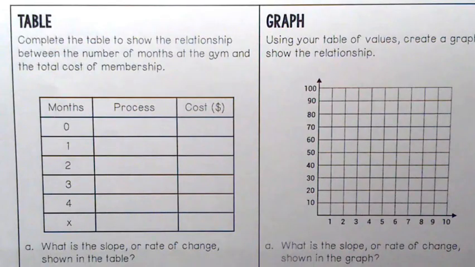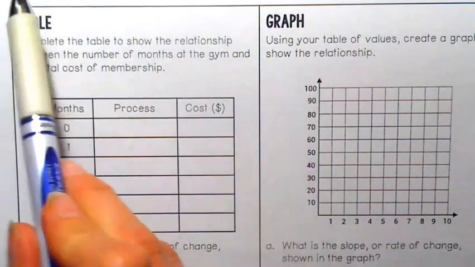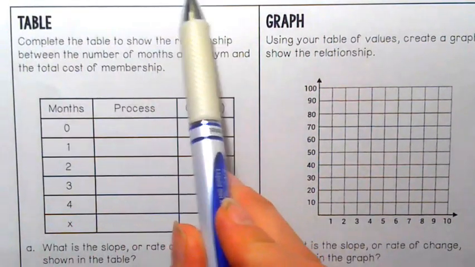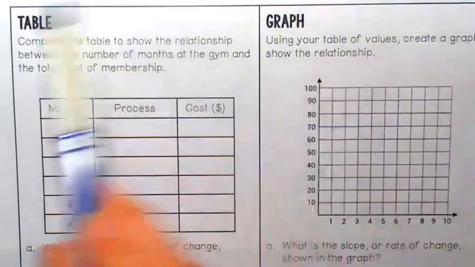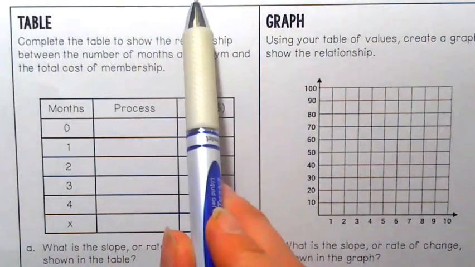Hey everybody, we are going to look at making a table of a proportional relationship and then taking that table and putting it into a graph. So the situation of the problem is that Hillary is looking for a gym to join. One gym offers a membership for $25 a month. Use this information to complete the following.